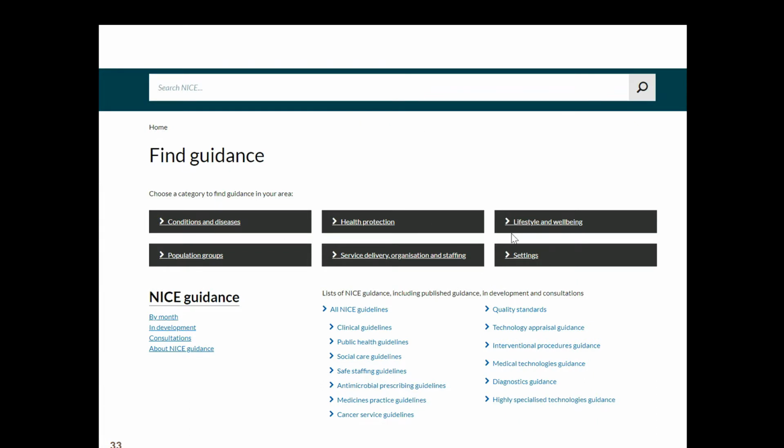So what concerns us most is lifestyle and well-being. Depends on what, because if you want elderly or population groups, these are the keywords you search. Guidelines by months in development, consultations, and also safe stuff. So it's a wealth of information that you can search.